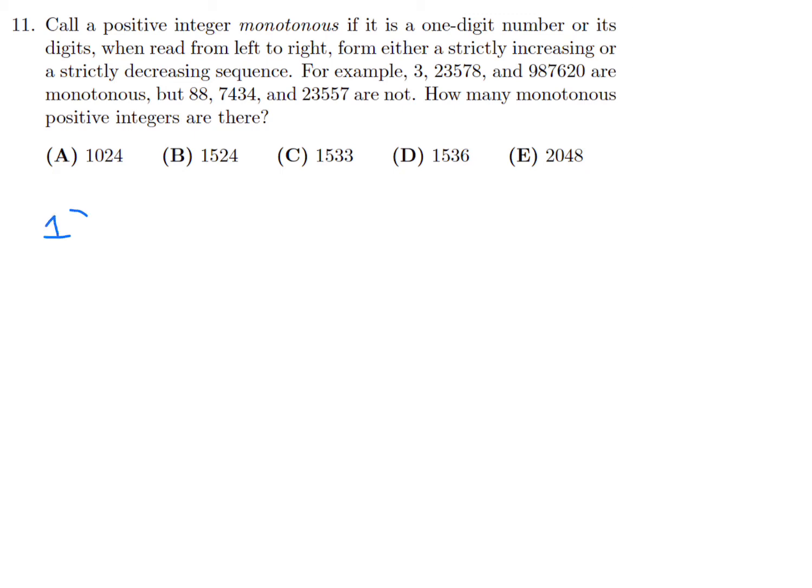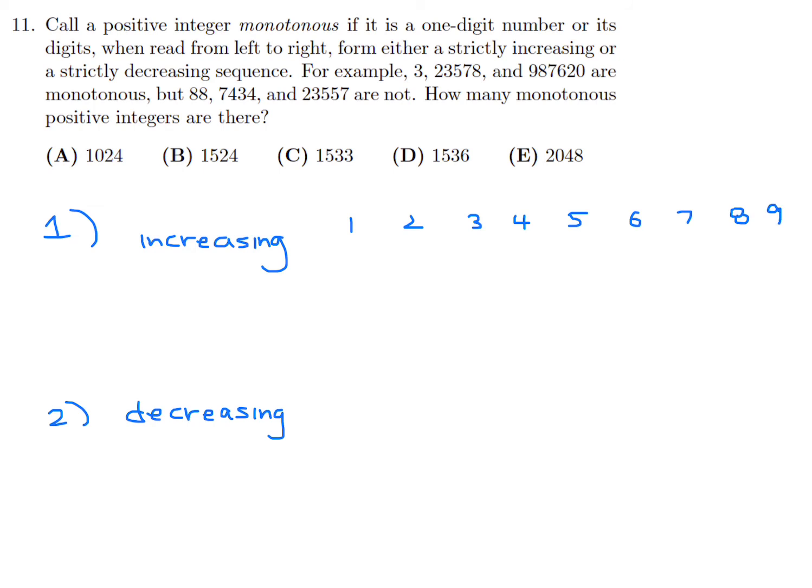There are two categories. The first is when the numbers are increasing, and of course the second category is when they are decreasing. So we line up the numbers 1, 2, 3, 4, 5, 6, 7, 8, 9, and obviously this is one such example. Now here's a really cool way of thinking about this question.